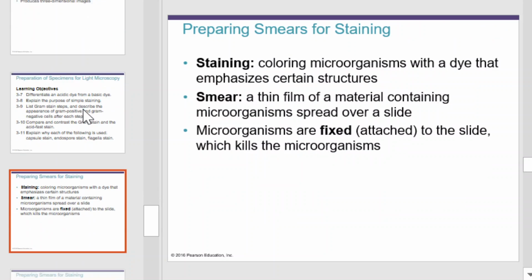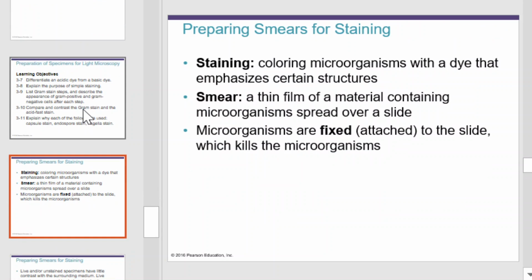Preparation of specimens for light microscopy. In order to view specimens under a microscope, it is often necessary to prepare them as a smear and stain them. Staining accounts for organisms that are normally translucent and difficult to see. Coloring microorganisms with a dye can emphasize certain structures under a microscope. A smear is a thin film of a material containing microorganisms spread over a slide.